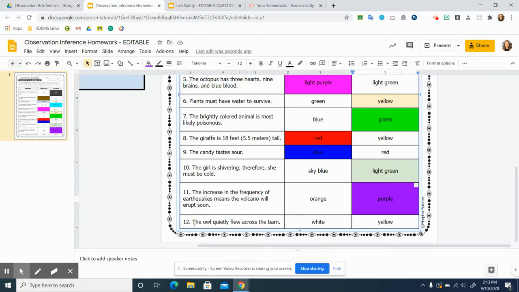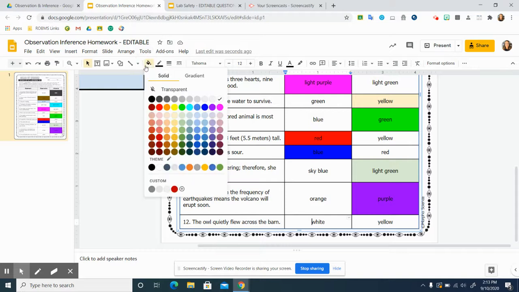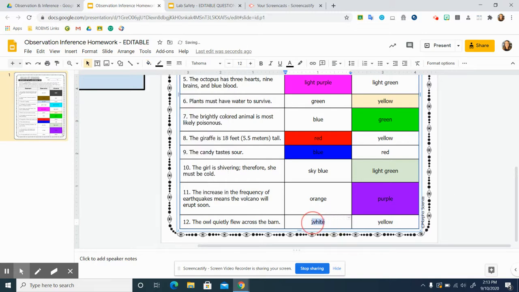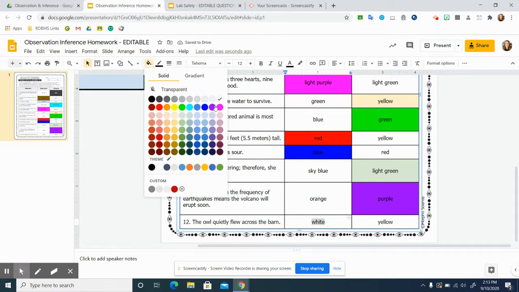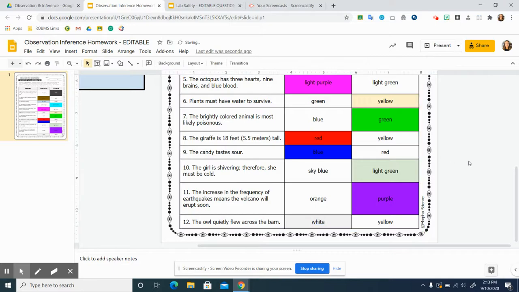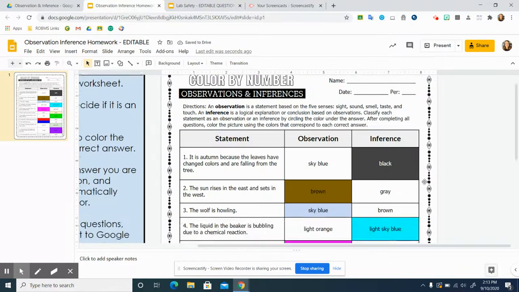The owl quietly flew across the barn. Okay, that would be an observation, and that would stay white. Actually, I'm going to make it an off gray color so that you guys can see that that's the right answer. Okay, so there it is.